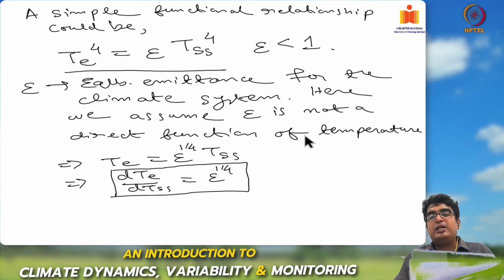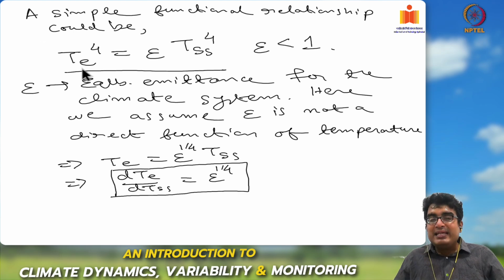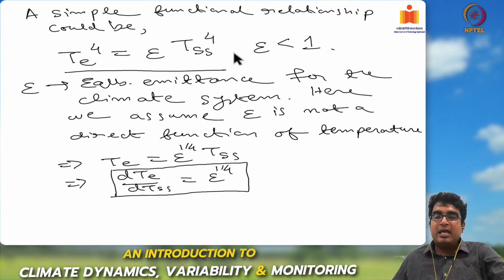A simple functional relationship between the blackbody emission temperature and the steady state temperature can be written as TE to the power 4 equals some factor, which is an equilibrium emittance factor epsilon, into TSS to the power 4, where epsilon is less than 1 and is equal to the equilibrium emittance for the climate system.